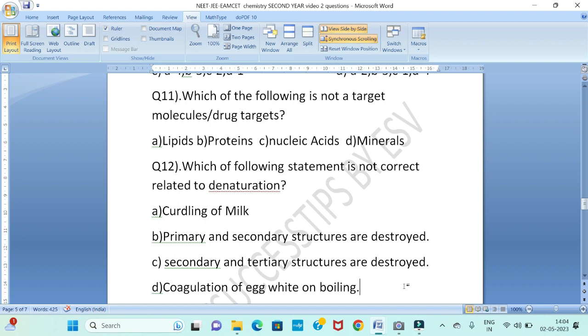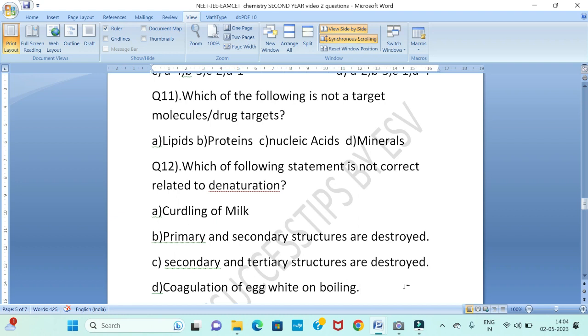What is the answer? Answer is B. Primary and secondary structures are destroyed is not correct. Curdling of milk. So curdling of milk means we can make curd from milk. That is curdling of milk. That is denaturation. Next, secondary and tertiary structures are destroyed, not primary structure destroyed in denaturation.